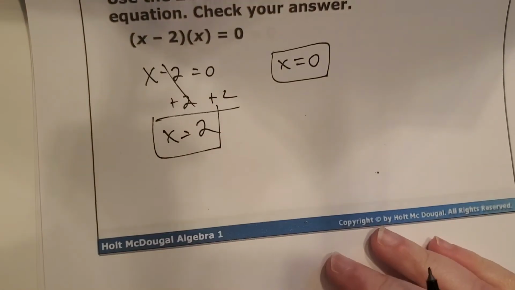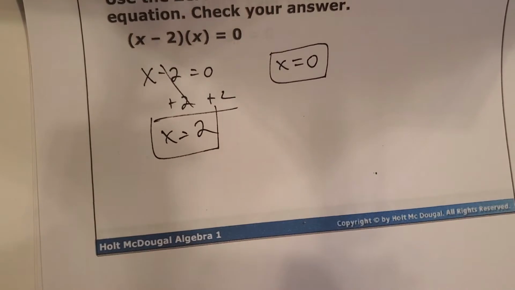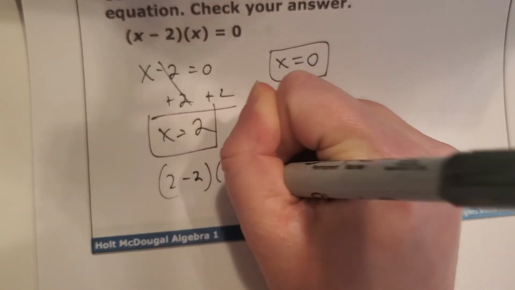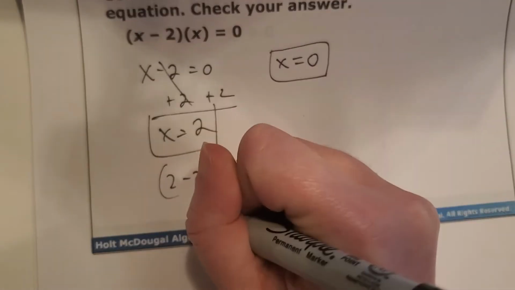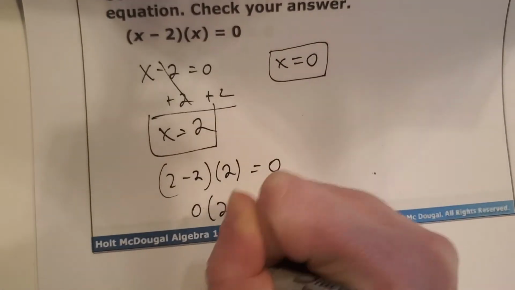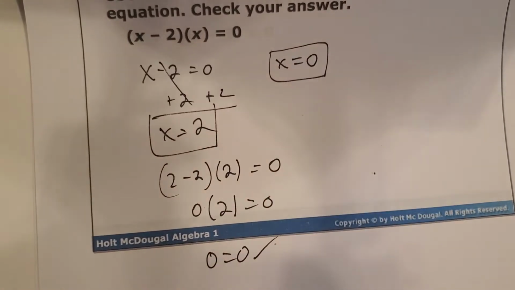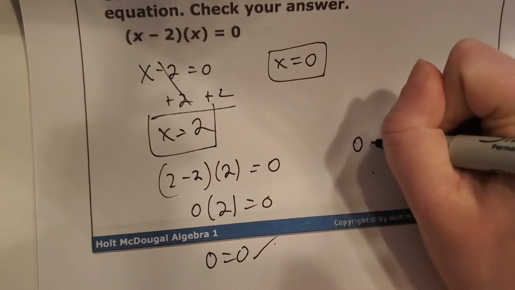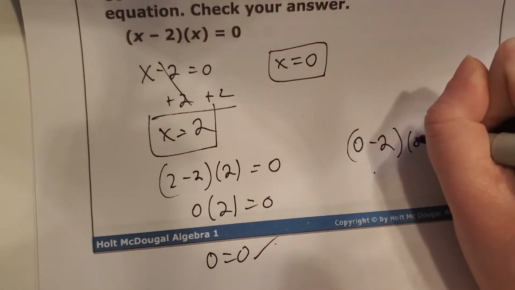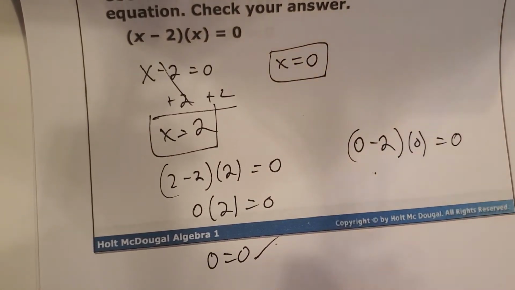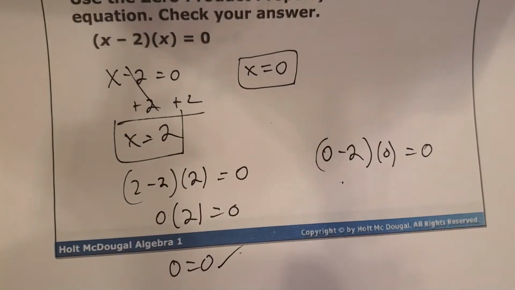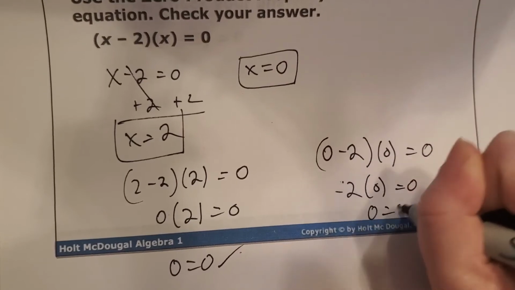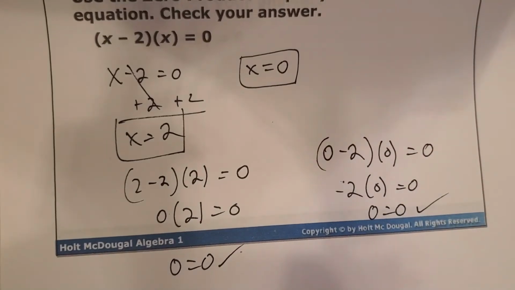And again, we'd have to plug them both back in separately in order to make sure that they both work. 2 minus 2 times 2. Does that equal 0? Well, this is 0, and 0 times 2 is 0. So that one works. And now we're going to do the same thing with 0. So 0 minus 2 times 0, does that equal 0? 0 minus 2 is negative 2 times 0 also is 0. So they both work.